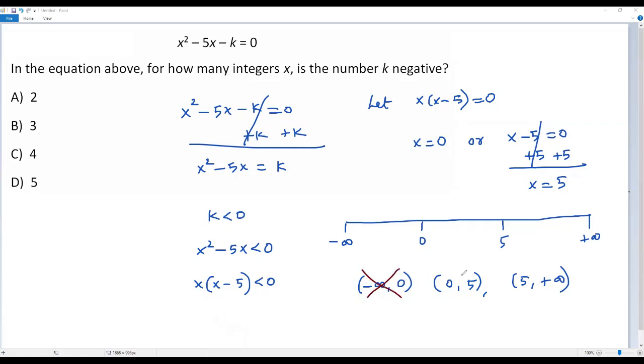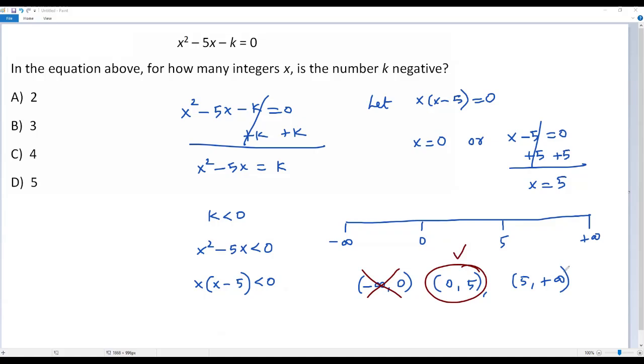Okay, now let me consider the second interval, that is 0 comma 5. Let me consider a random value between 0 and 5. Let me take 1 and plug in 1 for x. Then I'm getting 1 times (1 − 5), which is 1 times −4, which is −4 less than 0. Actually, it is true because a negative value is less than 0. So the random value I took in the second interval works with this inequality. So this interval satisfies the inequality.